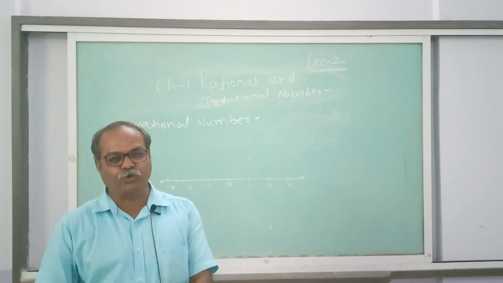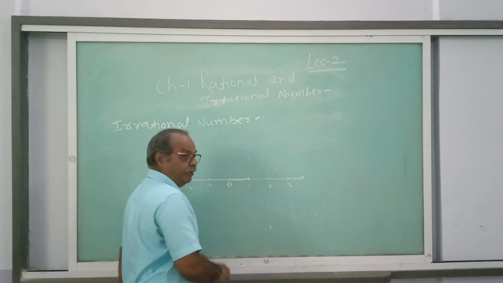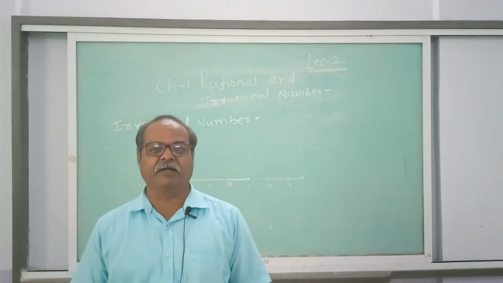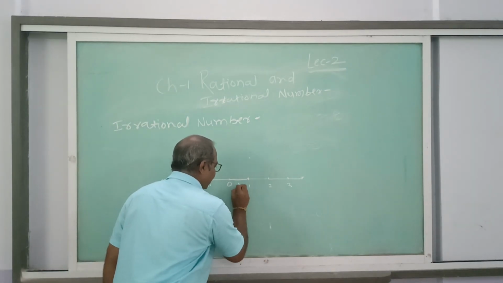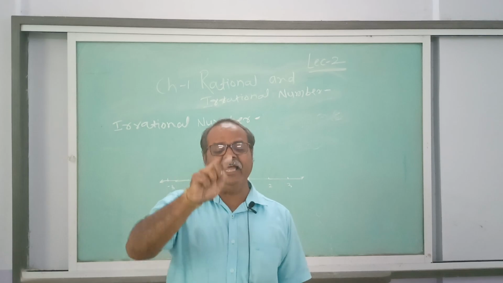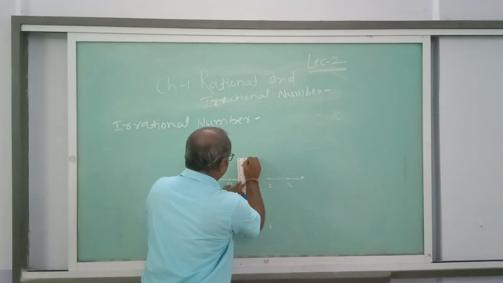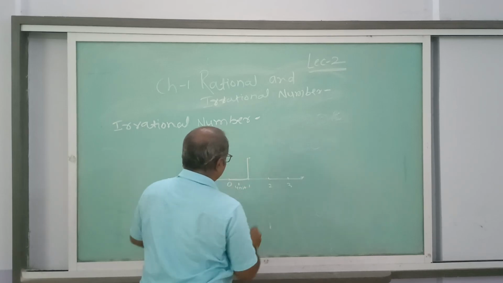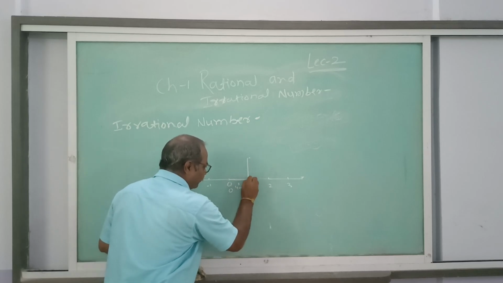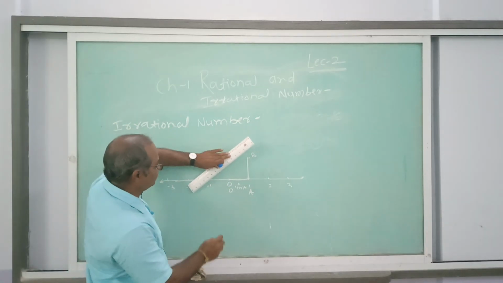So I represent root 2. Now what do I do? I take this 0 to 1 as 1 unit. What unit is it? It may be a meter, a centimeter, or a kilometer. So it is 1 unit. I write 1 unit. Now I take this same unit on this 1. So that 0 to 1 I represent as O, that point as A, and this point as B, and I join OB.